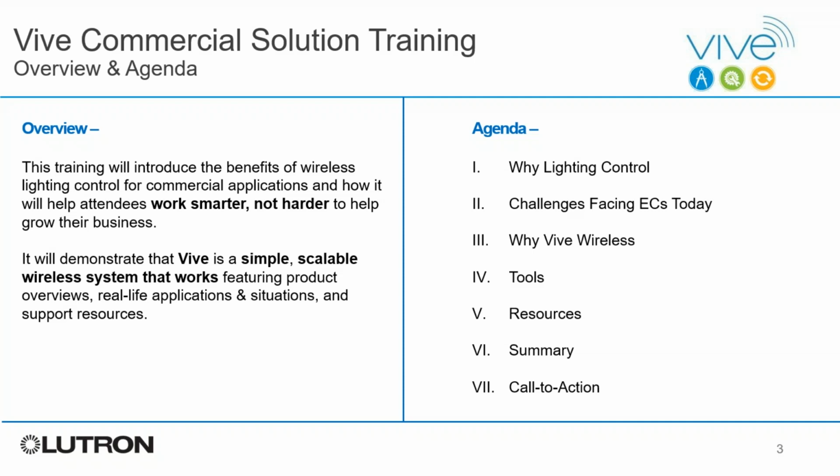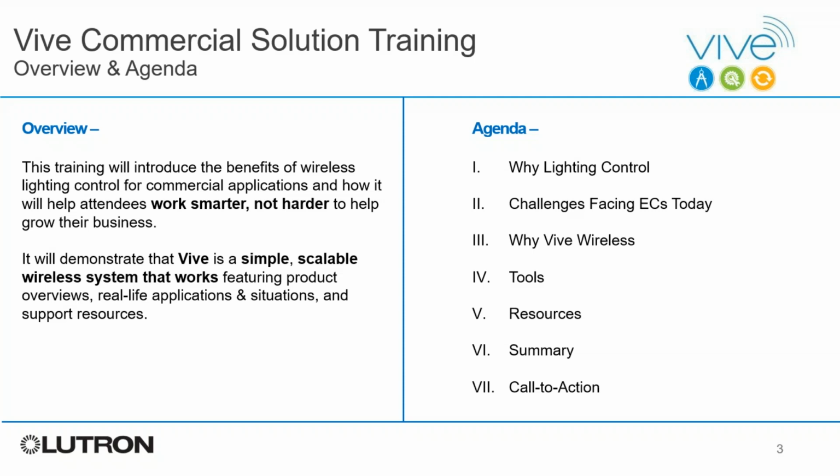To give you an overview of what we want to cover during this training, we really want to focus on the benefits of wireless lighting controls and how they help on commercial applications, offices, schools, et cetera. We want to be practical in our examples, and throughout we want to demonstrate that Vive, our commercial wireless solution, applies to real-life situations and applications. We'll go through some of the support resources at the end, but throughout we're going to try to be very practical in terms of the examples and how it can help address the real-life challenges we're facing on job sites and other things, to make lives better throughout the commercial job process.